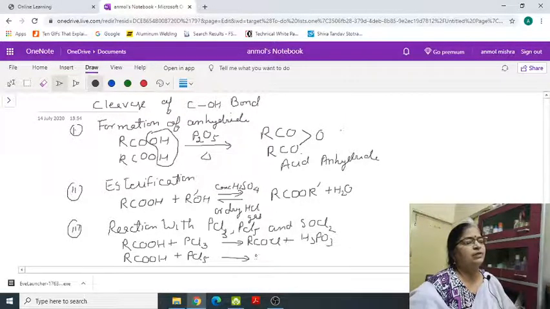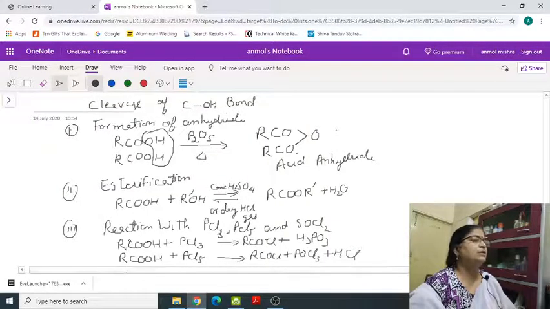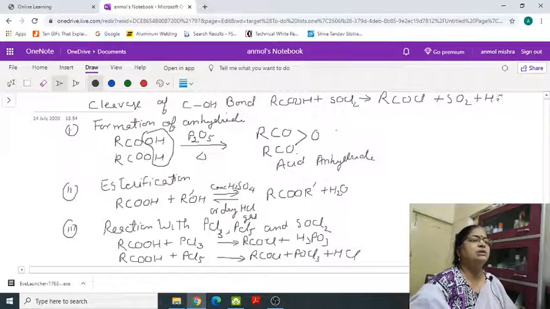Now second is, when carboxylic acid reacts with PCl5, it forms RCOCl plus POCl3 plus HCl. And third reaction is carboxylic acid plus thionyl chloride. It forms RCOCl, acid chloride, plus SO2 plus HCl.